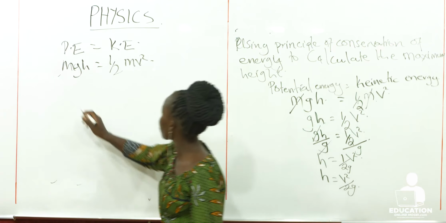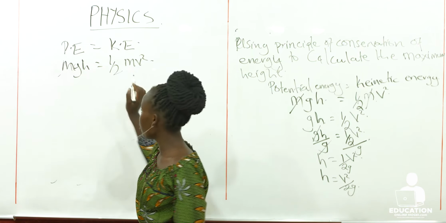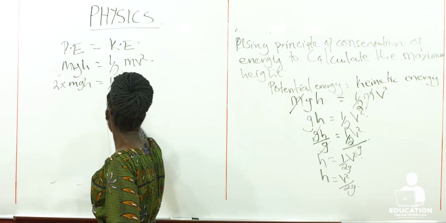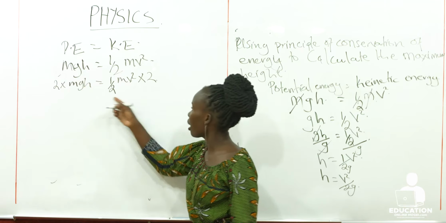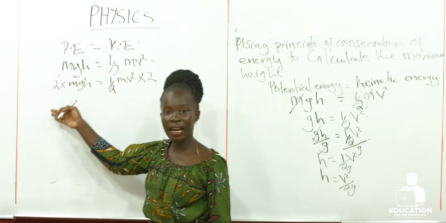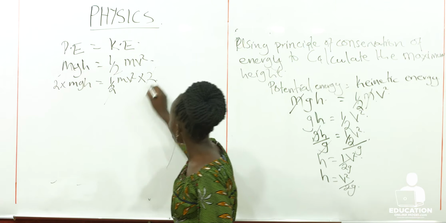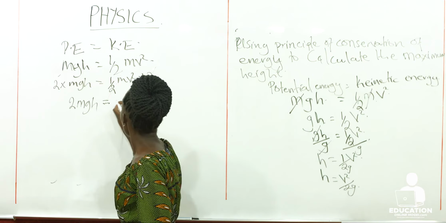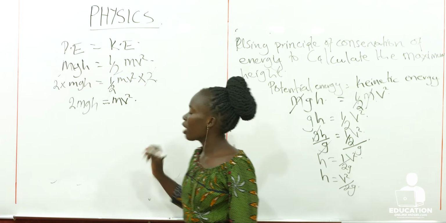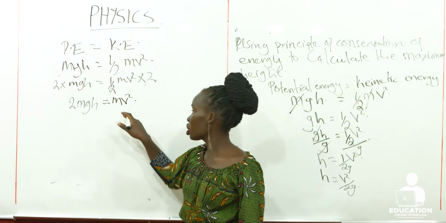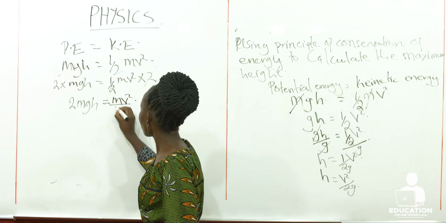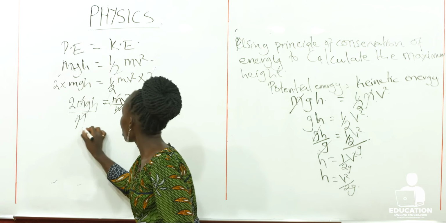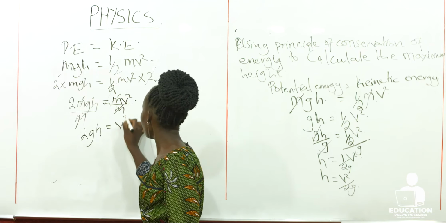So if we have that, we can multiply by 2 on both sides to remove it from here. So we shall have 2 times mgh is equal to 1 over 2 mv squared times 2. We are multiplying by 2 on both sides to eliminate it from this side and take it to the other side of the equal sign. So we shall eliminate this 2 and be left with 2mgh equal to mv squared. Now we divide by the coefficient of v squared, which here is the mass of the body, m. We cancel the m on both sides, and we shall have 2gh is equal to v squared.